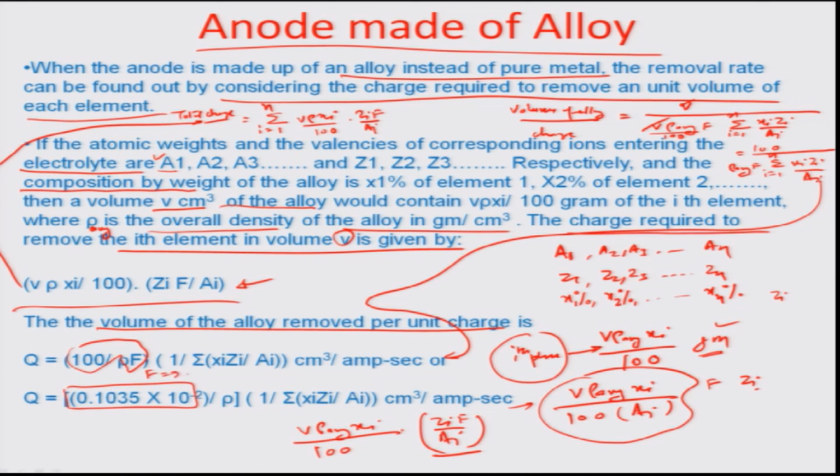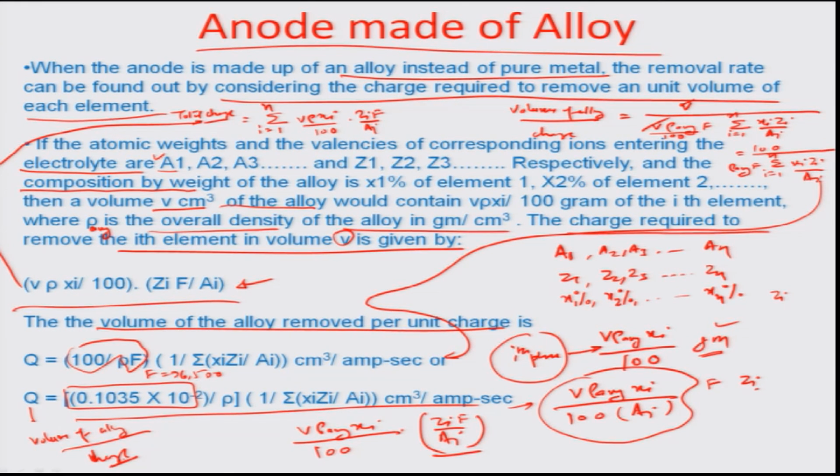You know already the value of F is equal to 96,500 coulombs, and so this finally comes out to be the volume per unit charge. So this is the volume of alloy removed per unit charge, which is a very important term from the context of material removal rate in the case of alloyed systems.